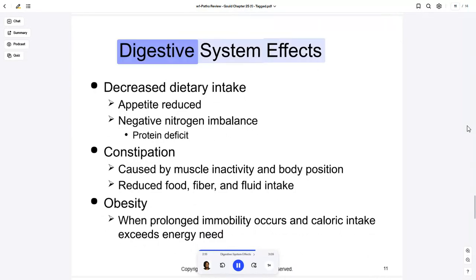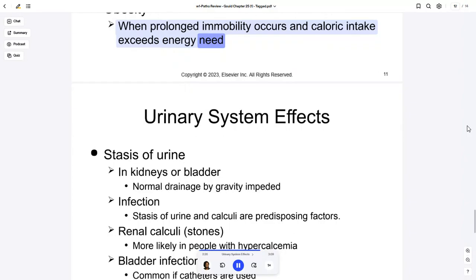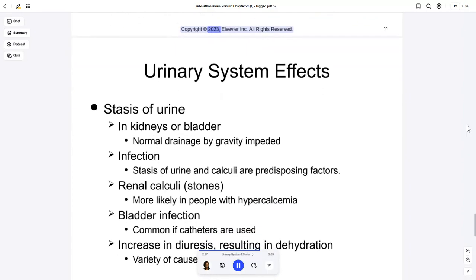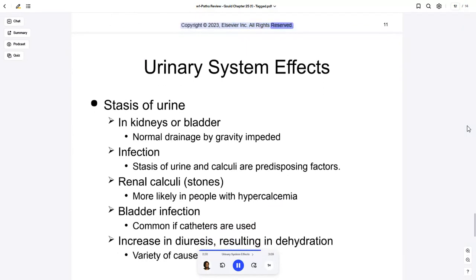10. Digestive system effects. Increased dietary intake, or reduced appetite with negative nitrogen imbalance and protein deficit. Constipation is caused by muscle inactivity and body position, and reduced food, fiber, and fluid intake. Obesity occurs when prolonged immobility occurs and caloric intake exceeds energy need. Copyright 2023, Elsevier Inc. All rights reserved.